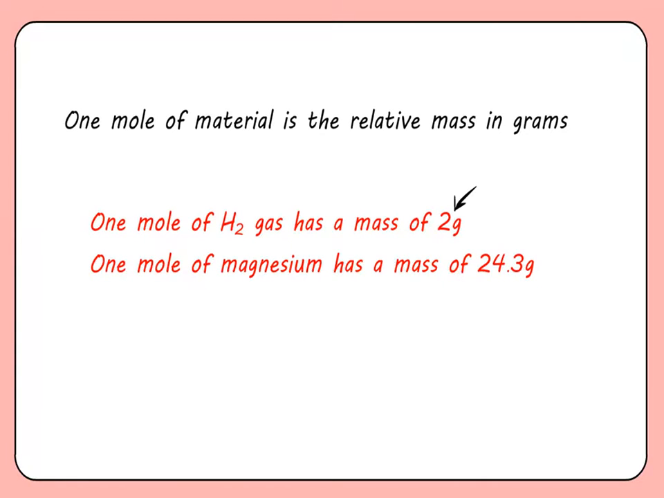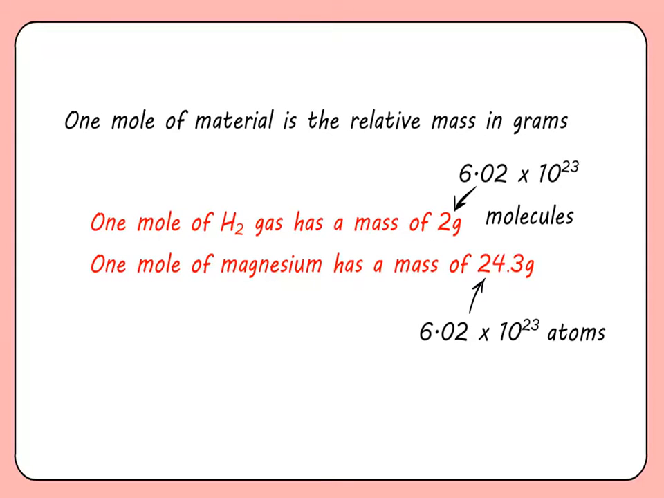So our 2 grams of hydrogen gas contains 6.02 times 10 to the 23 molecules, and our 24.3 grams of magnesium has the same number of atoms. In chemistry, we work in moles because we are interested in the number of atoms and molecules rather than just the mass.